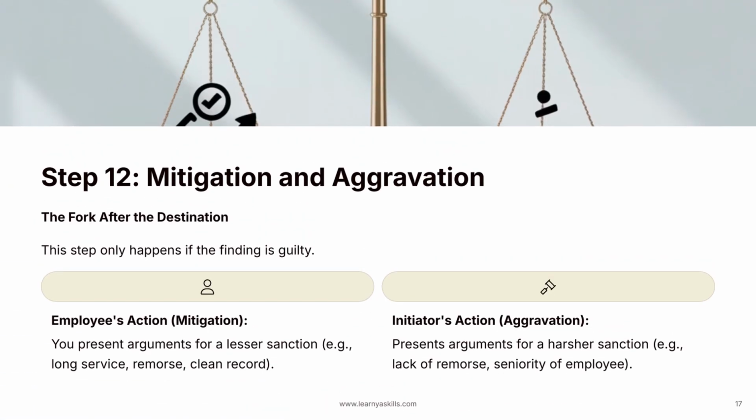Step 12 only happens after a guilty finding, but it is critically important. This is the hearing on the appropriate sanction. The chairperson will first ask you to present mitigating factors. This is your chance to argue for a lesser penalty by pointing to things like your long service, a clean record, or showing remorse. Then, the initiator will present aggravating factors, arguing for a harsher penalty.